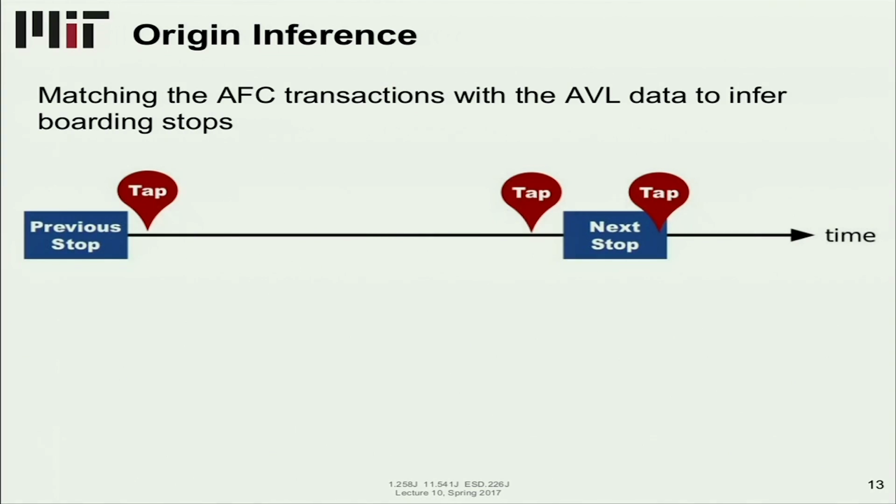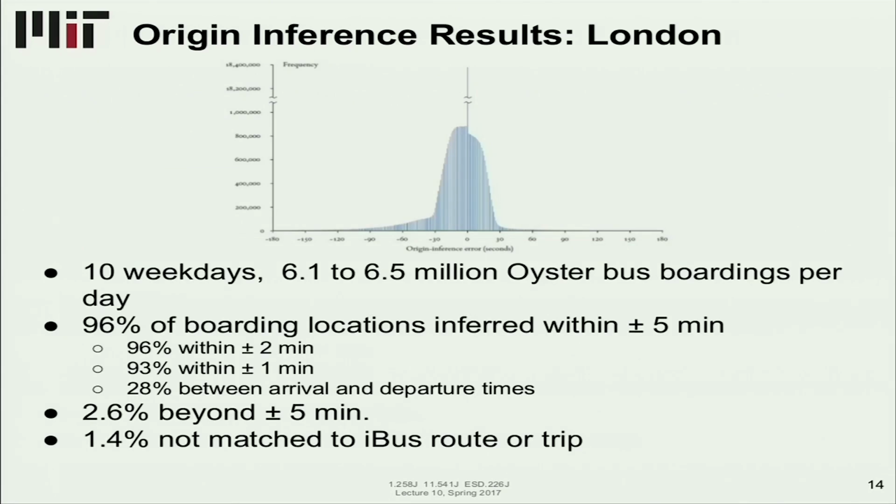If it's close or between the reported arrival and departure, we say that we match that transaction to that origin. Simple, right? So in London, we did that. This is Jay Gordon's thesis, which is referenced in the last slide.